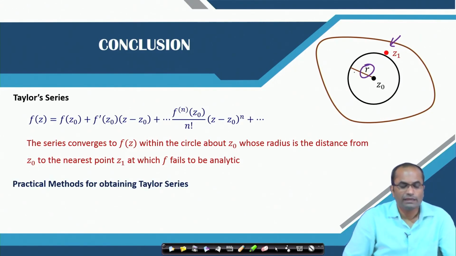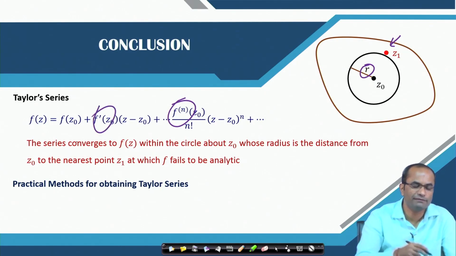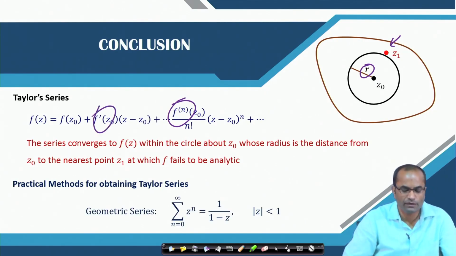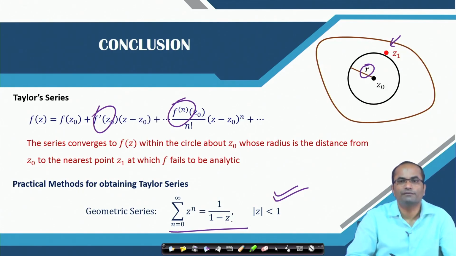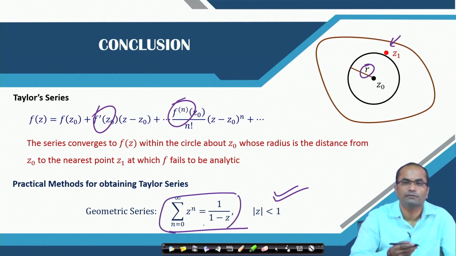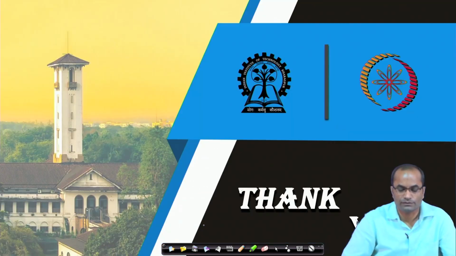Okay, and we have seen that practical method for obtaining Taylor series, because that is very useful. We don't have to expand and get all these derivatives for many functions, and the expansion of either 1 minus z or 1 plus z was very much useful, and we have seen in several examples how we can use this series to expand many other functions.